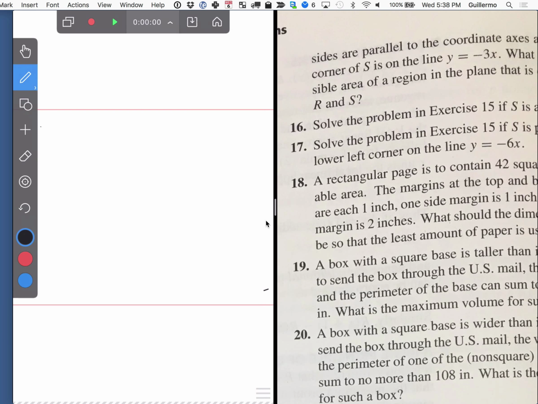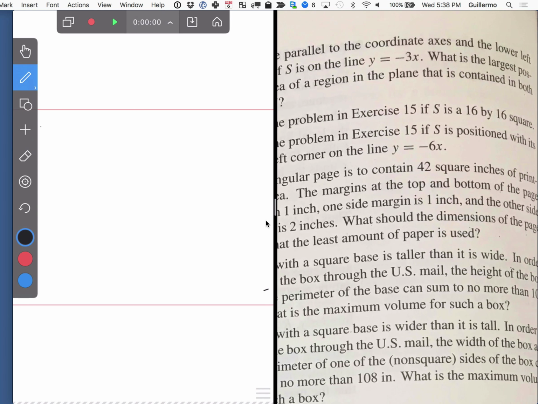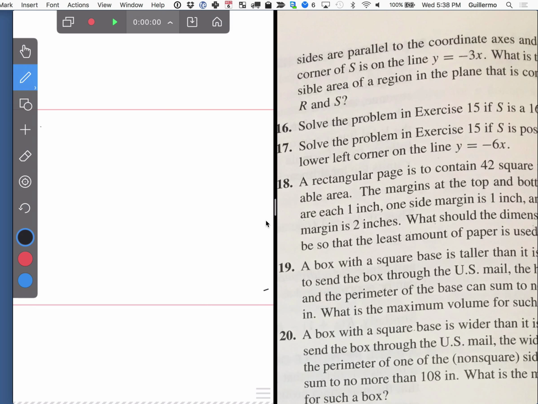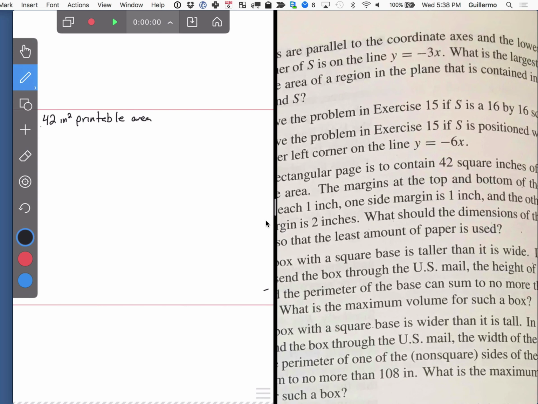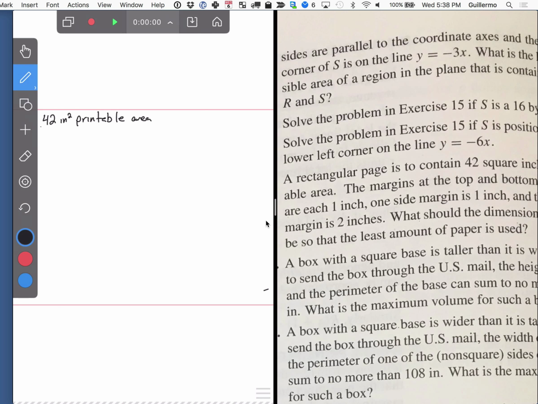Okay. So it says a rectangular page is to contain 42 square inches of printable area. And it says that it has margins. The margins at the top and the bottom of the page are each 1 inch. Okay, so let's draw a page.